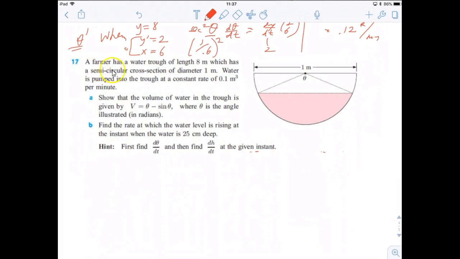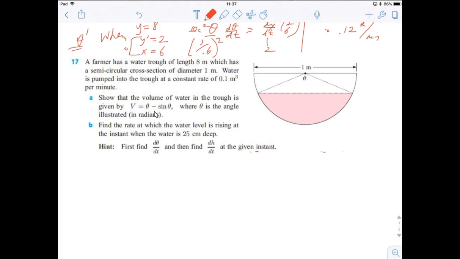Okay, last one. A farmer has a water trough of length 8, which has a semicircular cross-section of diameter 1 meter. Water is pumped into the trough at a constant rate of 0.1 meter cubed per minute. Show that the volume of water in the trough is given by V equals theta minus sine theta, where theta is the angle illustrated. Okay, show that the volume of the water is given by that. All right, so the first part is not even calculus, it's just trig or whatever.